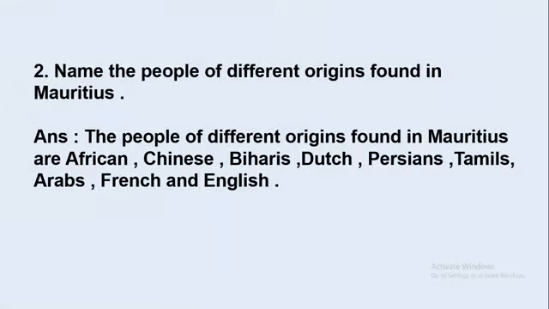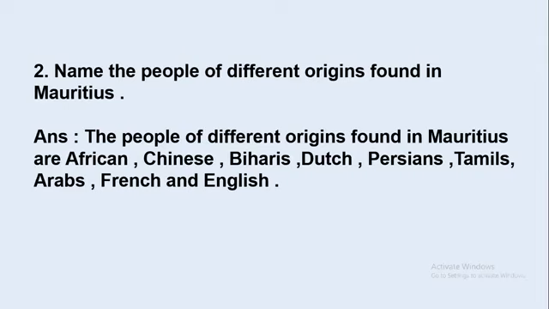Moving on to next question. Name the people of different origins found in Mauritius. So when we read the chapter, we get to know that the author happened to meet different origins of people in Mauritius. So we have to name them. So answer is, the people of different origins found in Mauritius are African, Chinese, Biharis, Dutch, Persians, Tamils, Arabs, French, and English.